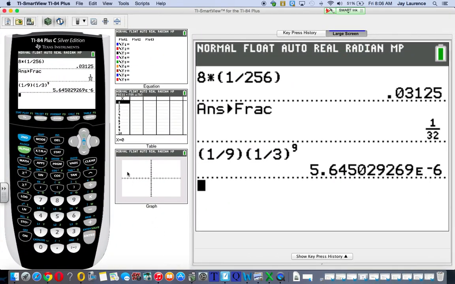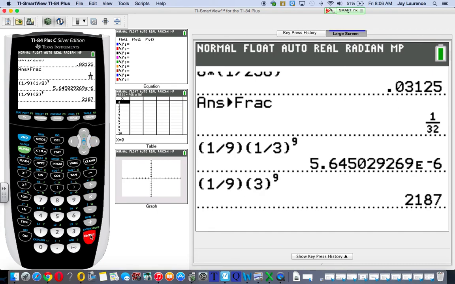All right, so I got too small of a number. Fortunately, you know, I was paying attention to what I was doing, and I'm going to go in here and edit this. I'm going to get rid of my fraction, hitting delete, and there we go. So now I have the problem 1/9 times 3 to the 9th, and that's what I wanted. And look at that, I got 2,187.